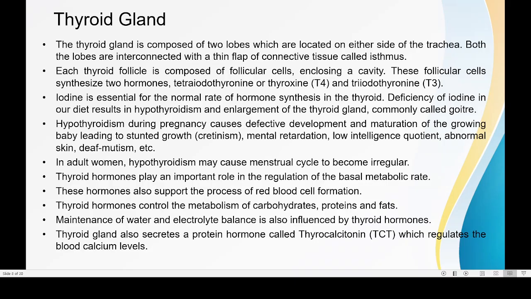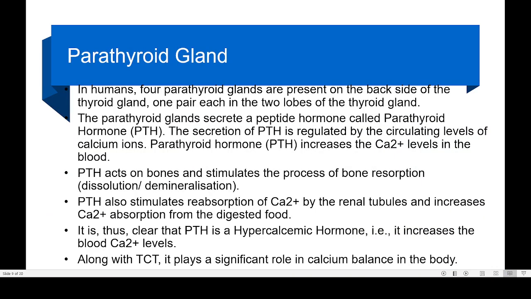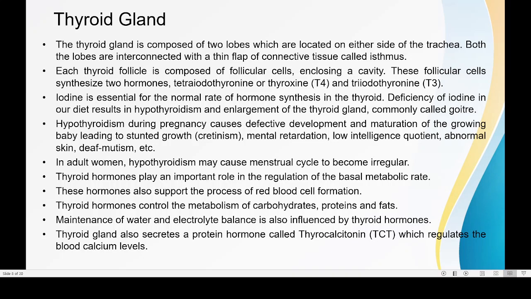Actually, the thyroid gland is a gland located in our neck region. Here you can see a picture of that. I will show you a picture where the thyroid gland is actually situated. It is located in the neck region on either side of our trachea. So this is how the thyroid gland is located, and this is how the normal thyroid gland will appear.